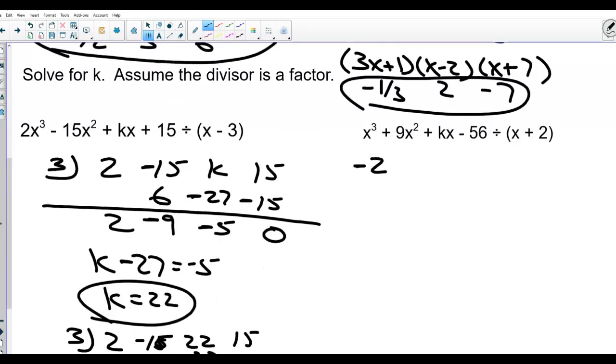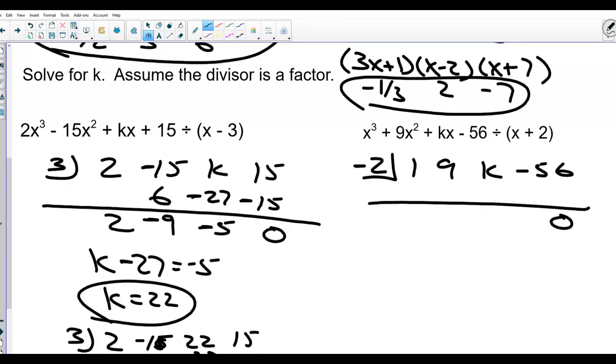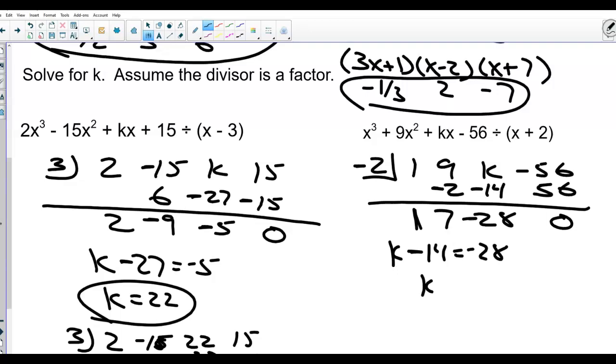So, because it is a factor, we're allowed to assume that we have to have a remainder of 0, which means this is 56. What times 2 would give me 56? A negative 28. Negative 2 times negative 28 is 56. Now I come down this way. We get negative 2, we get 7. This is a negative 14. K and negative 14 equals a negative 28. So K equals negative 14 when I solve.